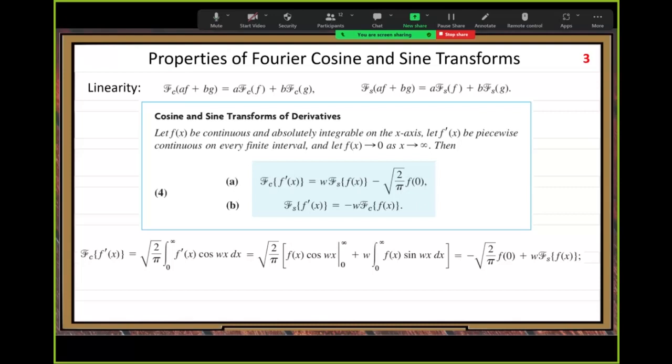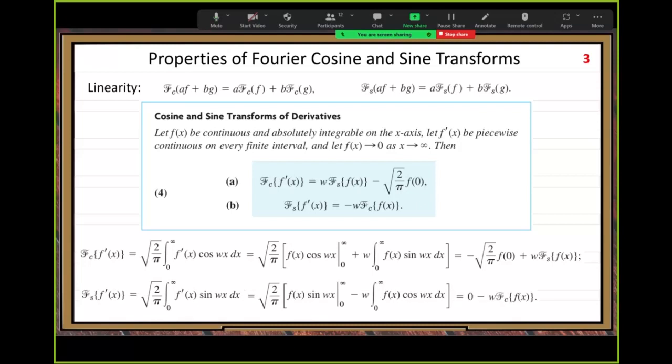W times the Fourier sine transform, the definition. So that's the first formula. Second formula, similarly, integration by parts, but this time you also use that limit. The sine function at 0 is 0, so the whole term is gone, and you have this negative W times the Fourier cosine transform function. It's pretty easy to see.